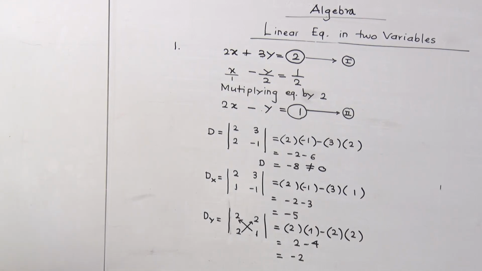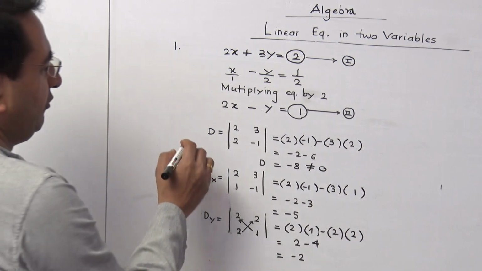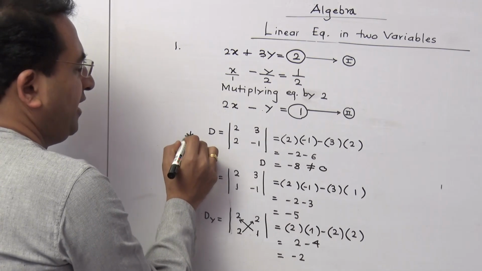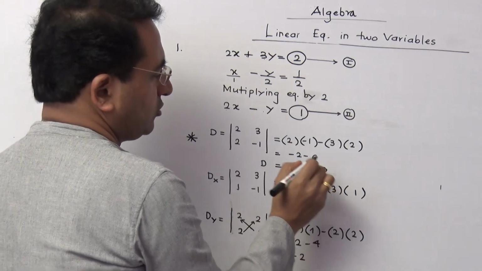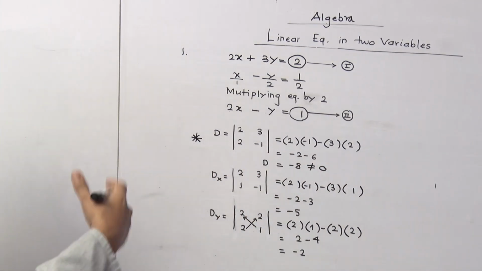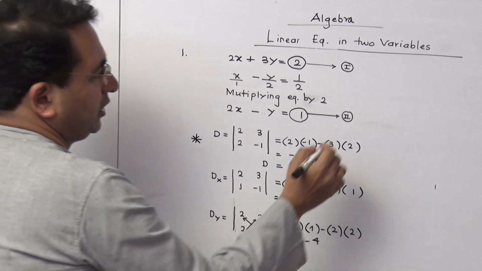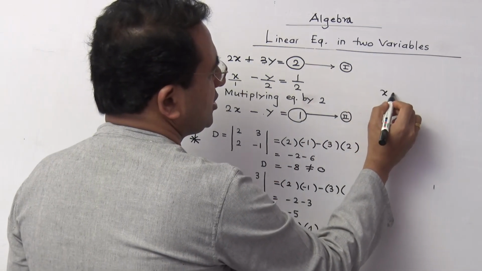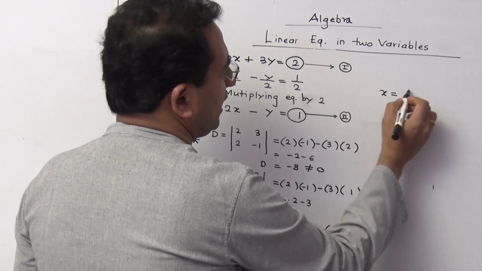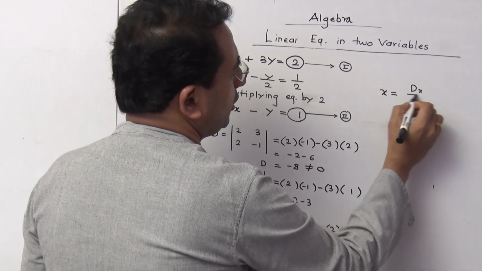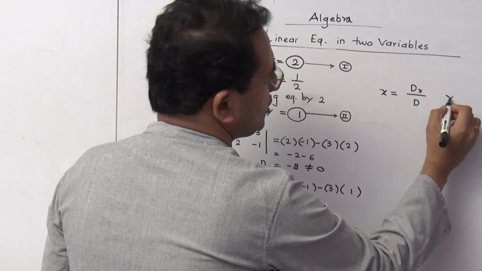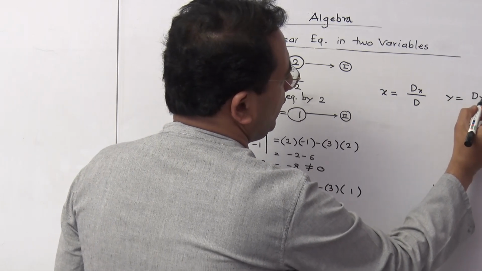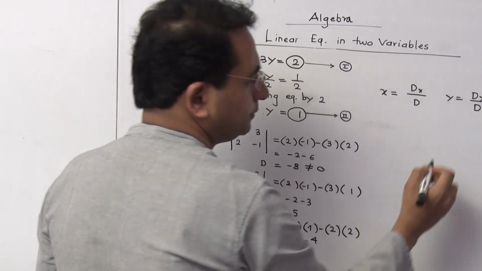Now once we have got these answers, the only thing we have to remember is this value of d. This discriminant value should always be a non-zero number. Let us go for the next calculation. Now the last step: x is equal to, the formula is dx upon d, and y is equal to dy upon d.